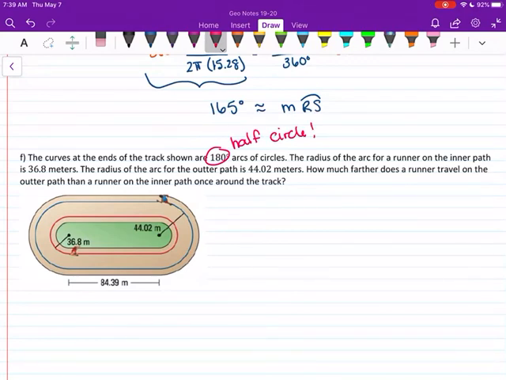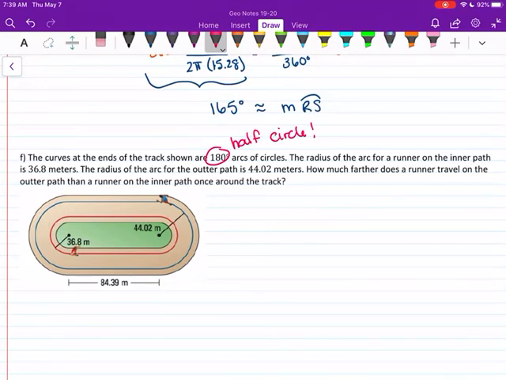The radius of the arc for a runner on the inner path is 36.8 meters. The radius of the arc on the outer path is 44.02 meters. How much farther does a runner travel on the outer path than a runner on the inner path when they go once around the track? Okay, so we have to do both the path for the inner and the outer. All right, so let's figure this out.